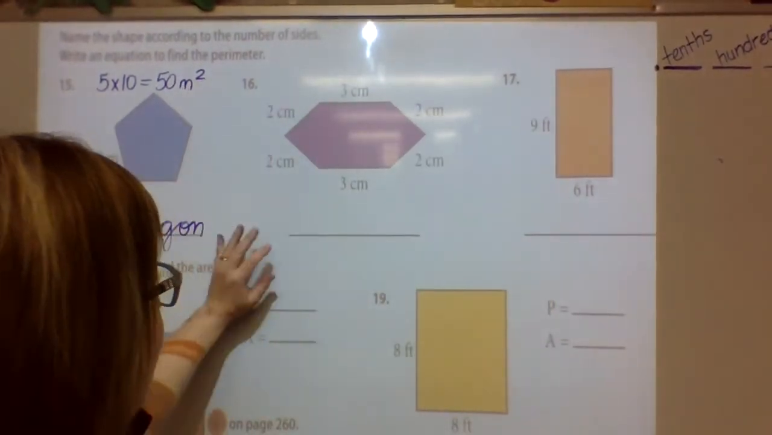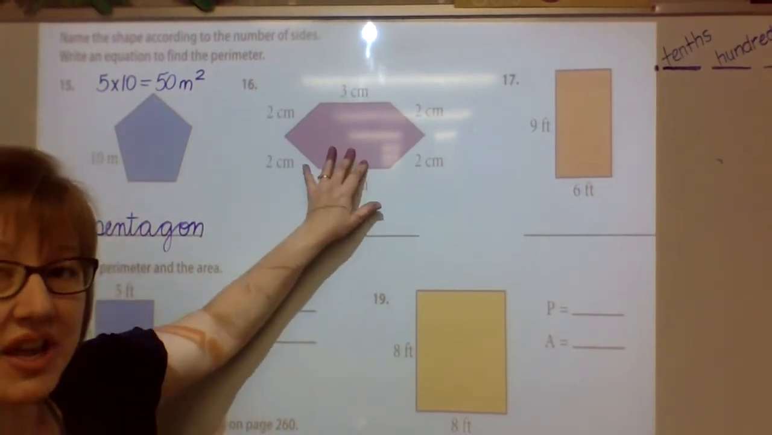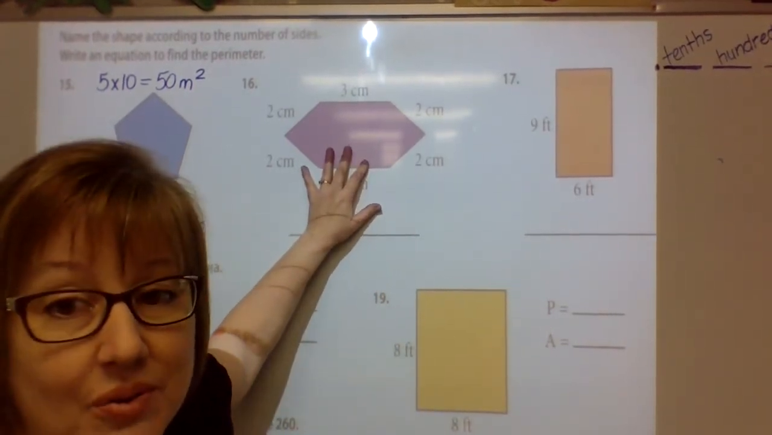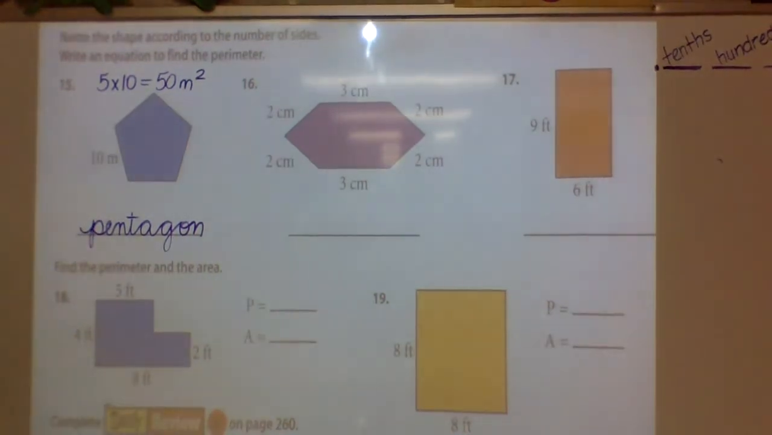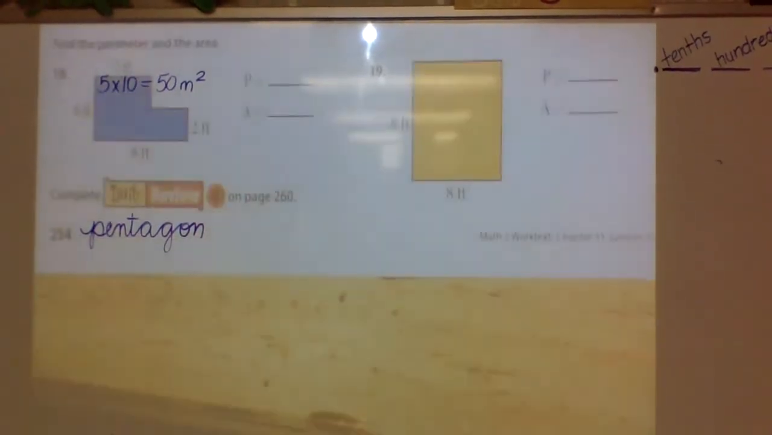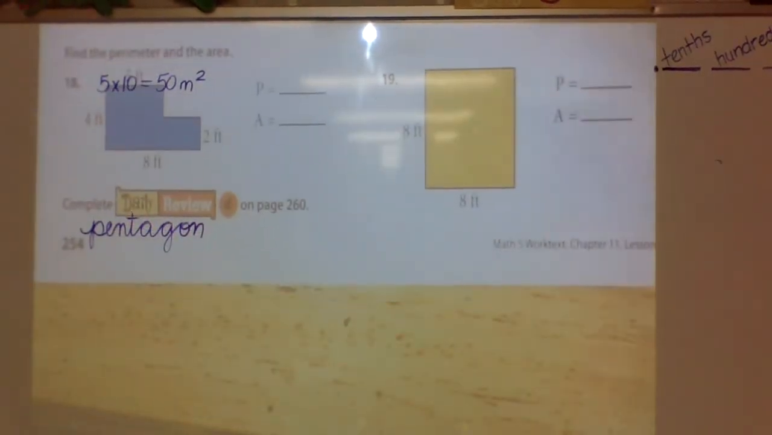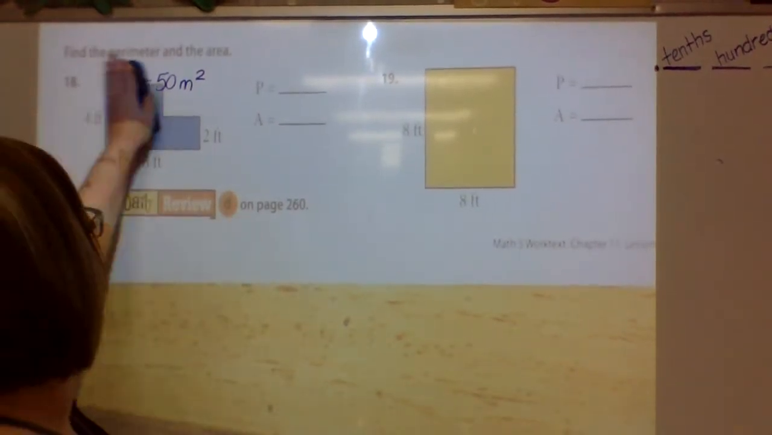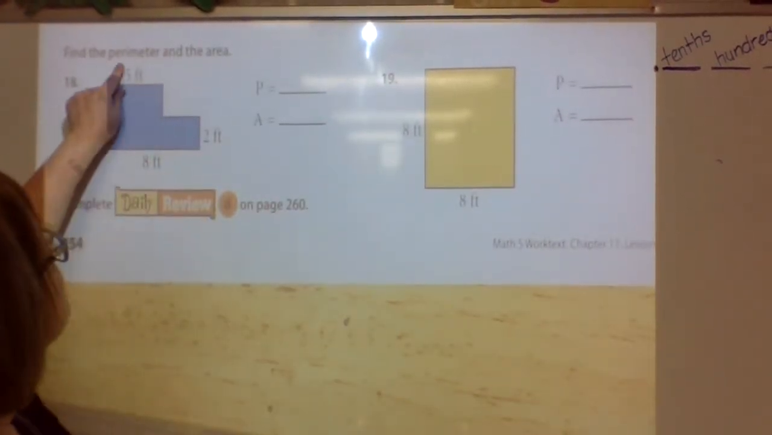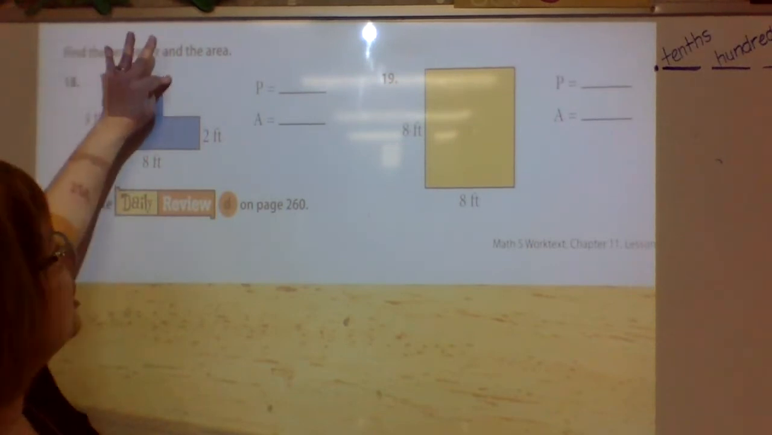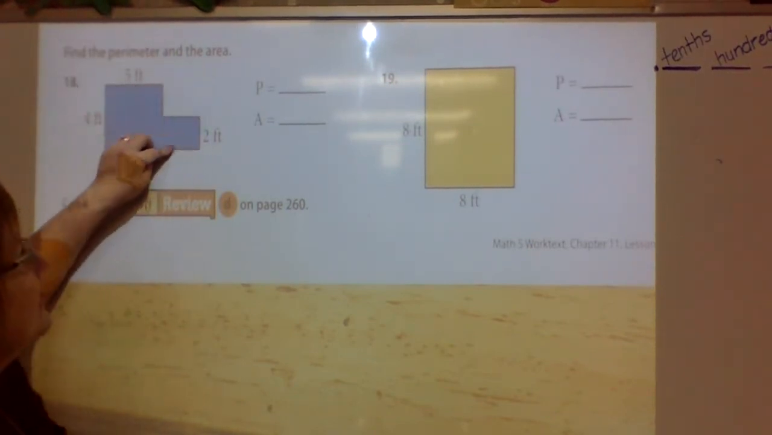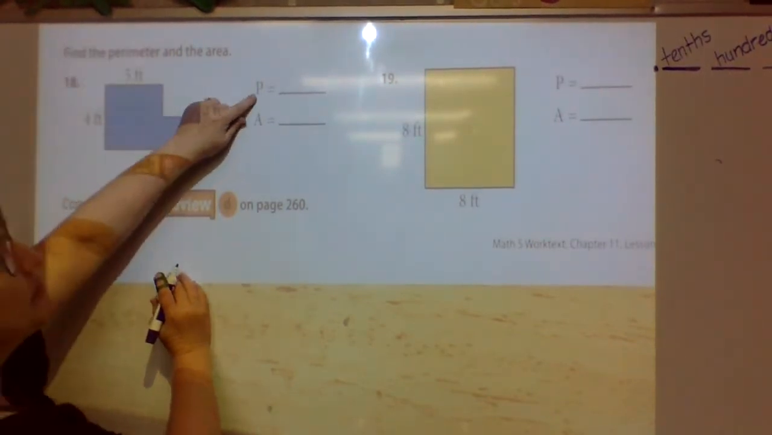Write an equation and write the name of the shape. If you don't know the name of the shape, look it up in your math book or math folder. And then same thing down here, perimeter and area. Okay, so I'll do this hard one with you. The perimeter, remember, is just the distance around. We add them all up. The area is the parts inside. So let's add it up first for perimeter.